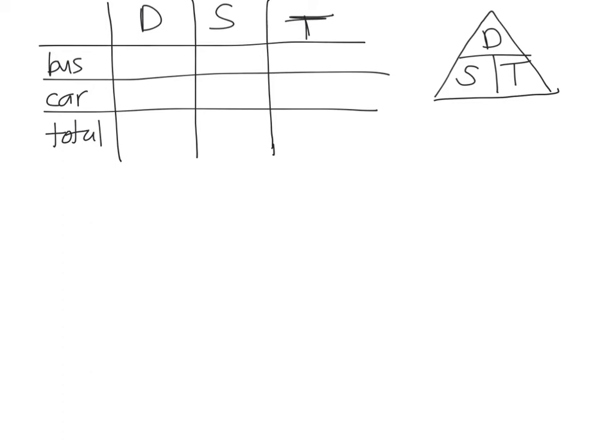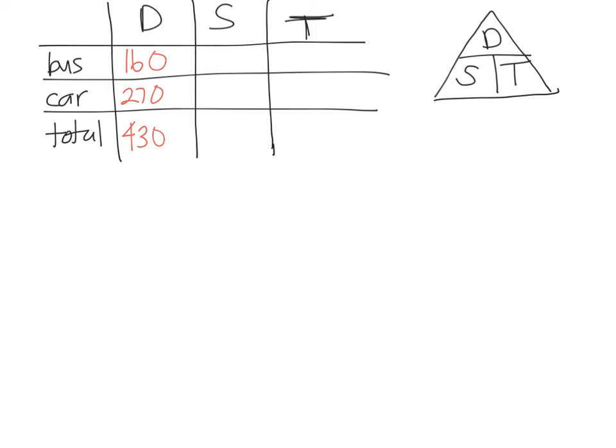It says Satil makes a journey of 430 kilometers. That means his total kilometers is 430, so that goes in the distance column under total. He traveled 160 by bus, so in the bus column for distance, I'm putting 160 kilometers. And by car, he travels 270 kilometers.